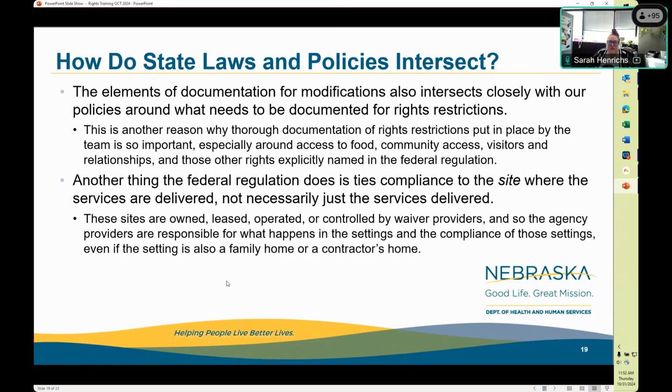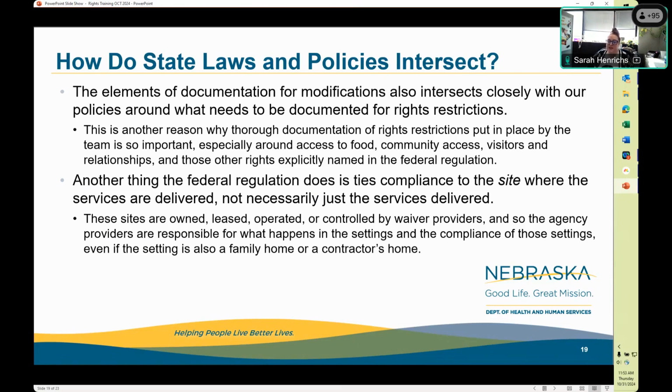Another thing the federal regulation does is tie compliance to the site where the services are delivered, not just the services. These sites are owned, leased, operated, or controlled by waiver providers. And so the agency providers are responsible for what happens in these settings and the compliance of those settings, even when that setting is also a private home, like an SLP's home or sometimes a family member of the participant's home.